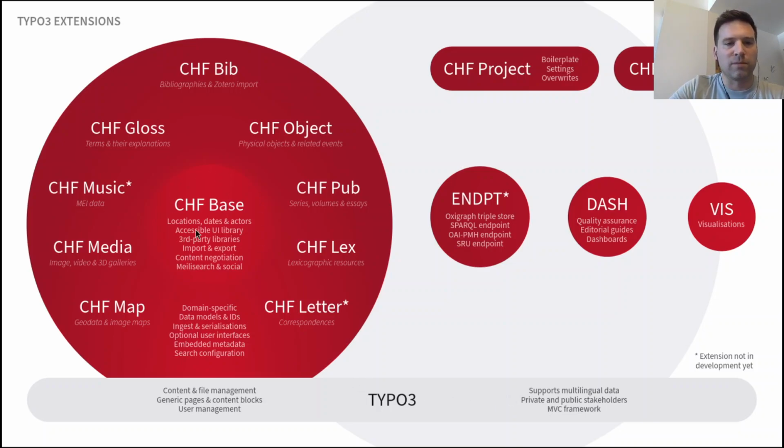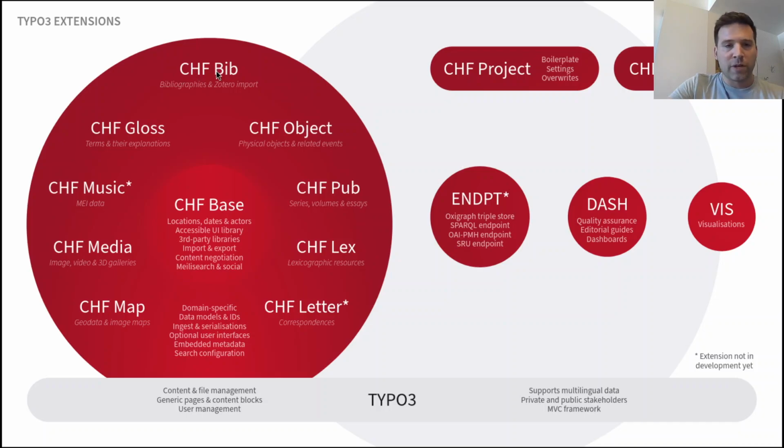And one central extension that provides locations, dates, and actors needs to be installed whenever you use the cultural heritage framework. It also contains the user interface library. You can use all these interfaces, but you can also, of course, override them with your own. And it includes a number of other basic things. And then you can pick and mix, basically, what you need.